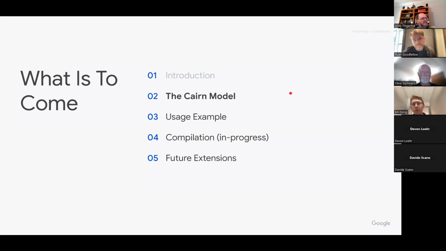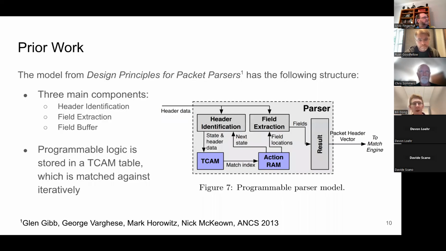Great. So let's talk about this model. Before I discuss our model, I just want to briefly touch on the prior work, the Design Principles for Packet Parsers paper. That was really the basis and the inspiration for our current work. The parser model discussed in that paper is structured with three components, and it operates in a loop. At each iteration of the loop, it examines some header fields to figure out what the next header is, and also maybe how long the current header is. Then it extracts the relevant header fields that your ultimate packet processing cares about and sends them to a packet buffer where they are stored and eventually forwarded along to your packet processing pipeline.